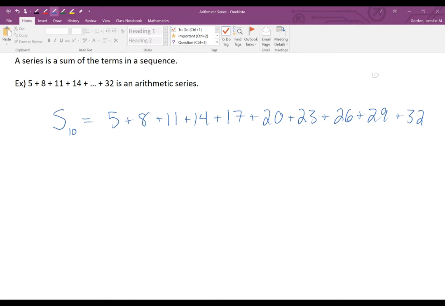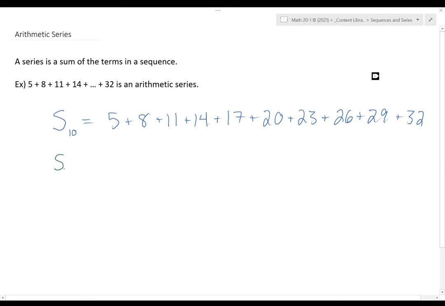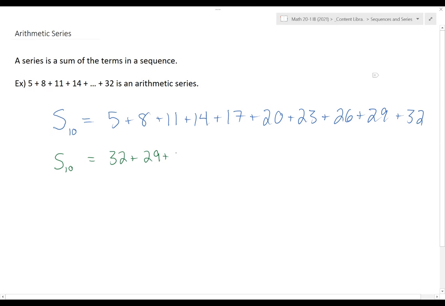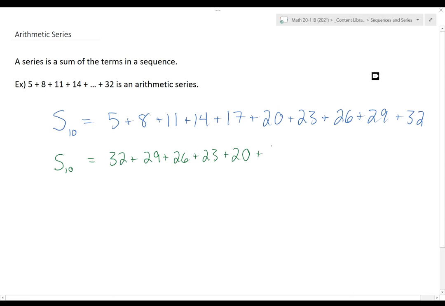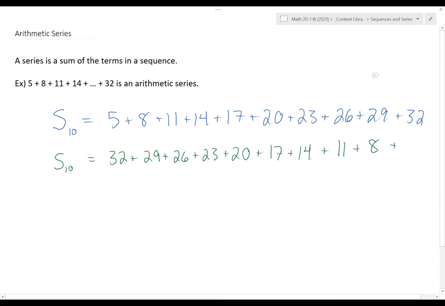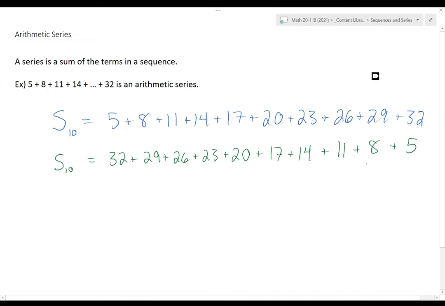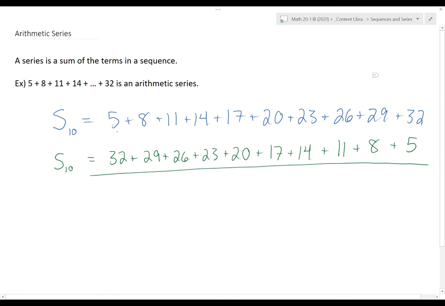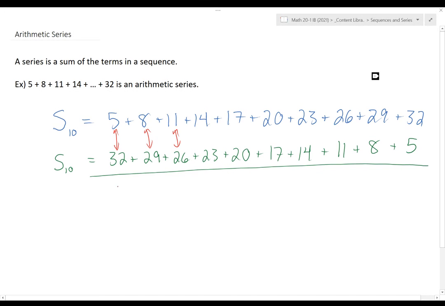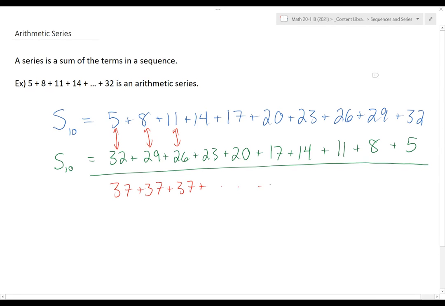But what we're going to do is we're going to take this exact same sum, and we're going to write it in reverse order. So 32 plus 29, and so on, down to the 5. And what we're going to see when we look at this is that this is going to create pairs of terms vertically, all of which have the same sum. So if I add these two together, or these two, or these two, and so on, in each case, I get 37. And that's actually going to be the case for every single one of these.